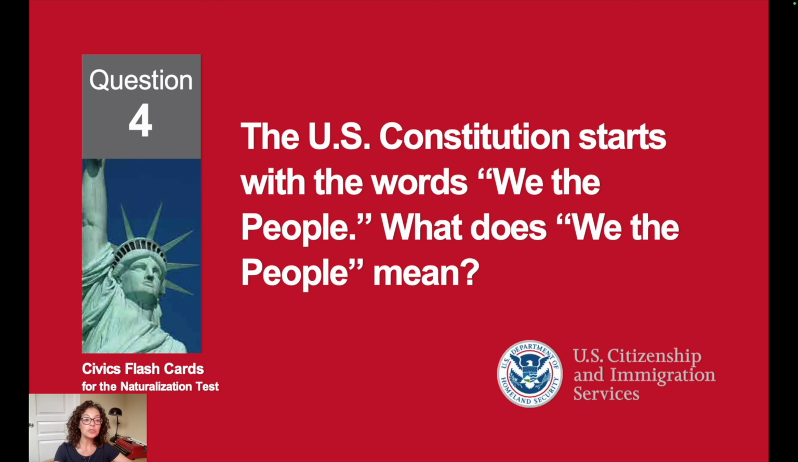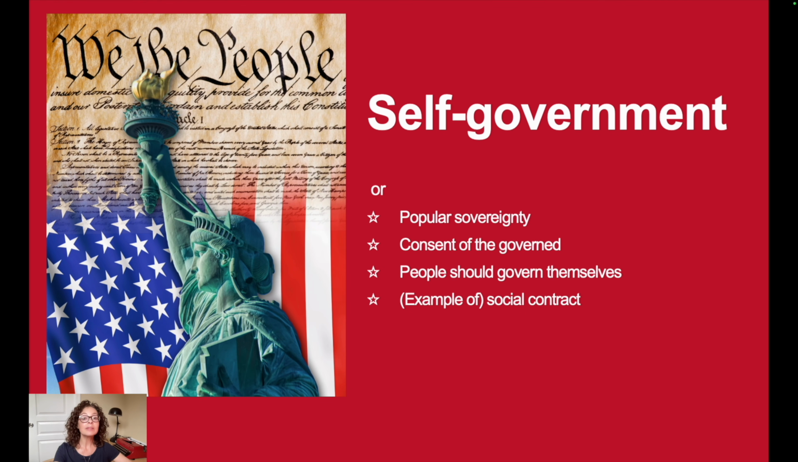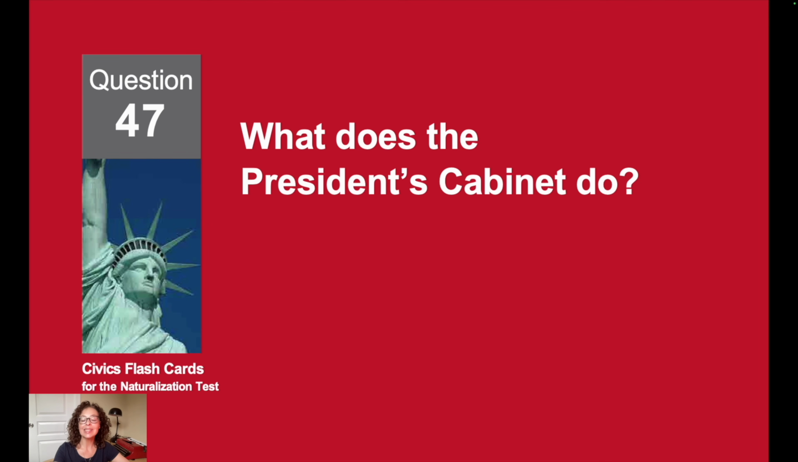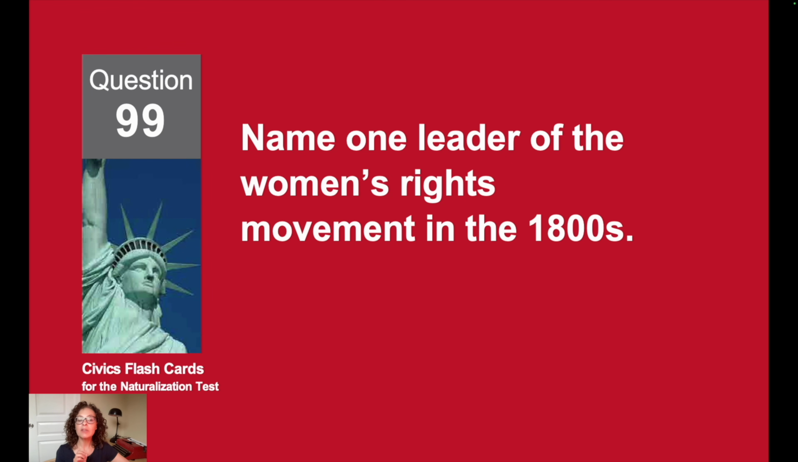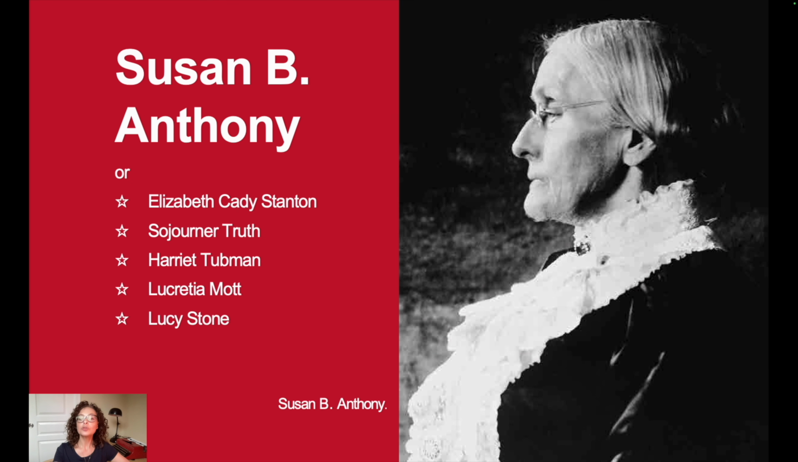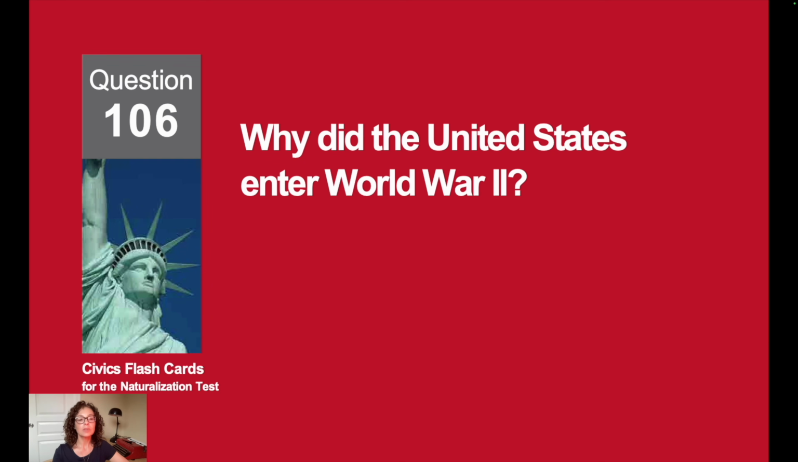The U.S. Constitution starts with the words, "We the people." What does "we the people" mean? It means self-government. What does the President's cabinet do? It advises the President. Name one leader of the women's rights movement in the 1800s. Susan B. Anthony.